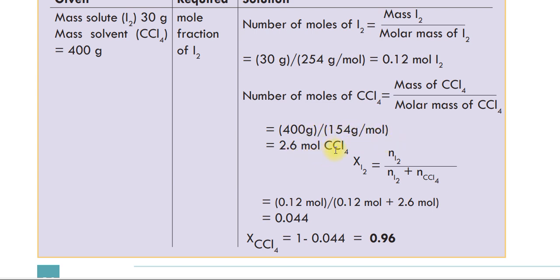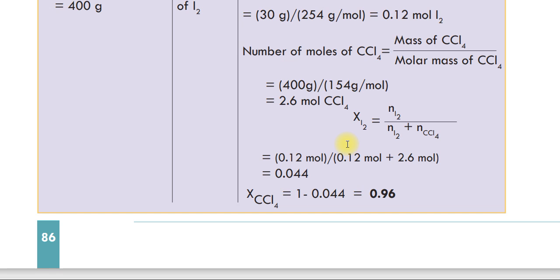2.6 mole of carbon tetrachloride. What is next? Next, the mole fraction of iodine, which is asked, equals number of mole of iodine over number of mole of iodine plus number of mole of carbon tetrachloride, in short, of the solution. So number of mole of iodine is 0.12, so 0.12 over 0.12 plus 2.6.